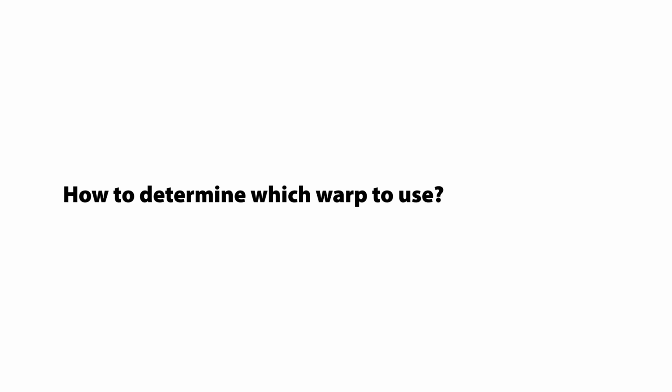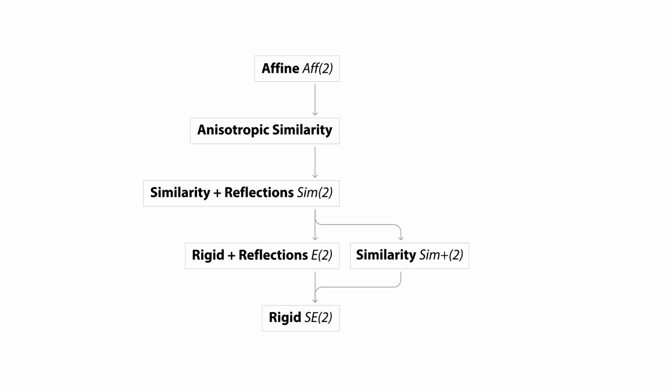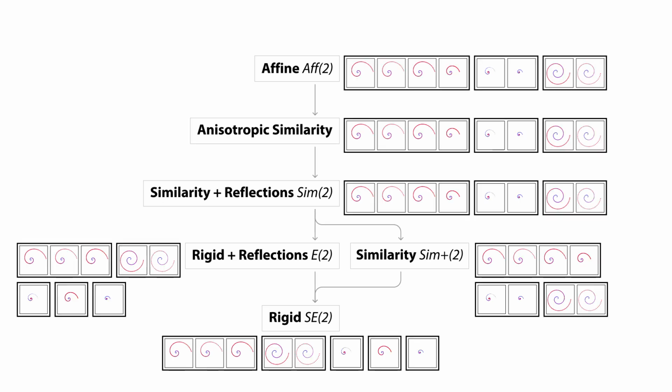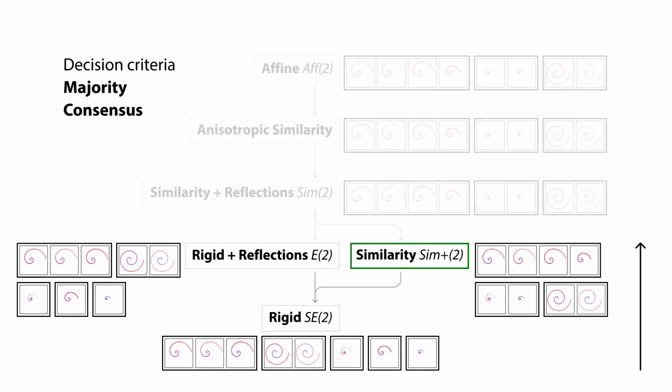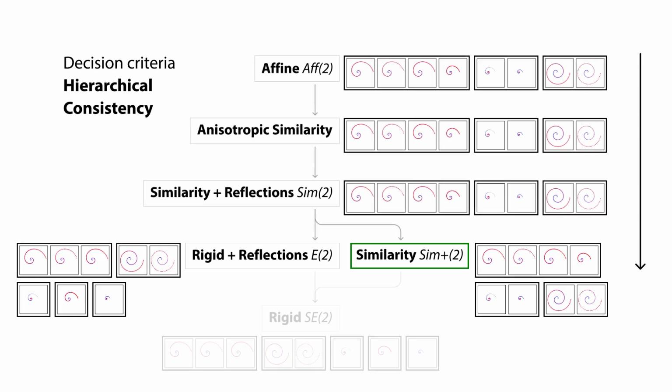But what if we don't know which warp to use? To address this, we begin by first considering a hierarchy of 6 common geometric transformations based on their Lie group relations. Moving from the bottom up, this hierarchy progressively allows for more degrees of freedom. With this hierarchy, we apply every warp to cluster the trajectories and propose 2 decision criteria to choose a warp by looking at the clusters in a bottom-up manner and a top-down manner.